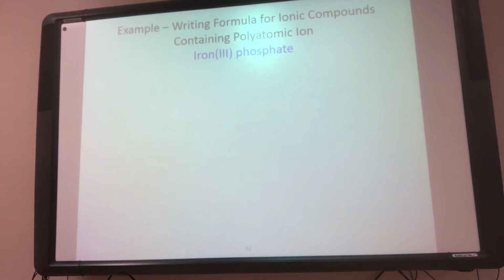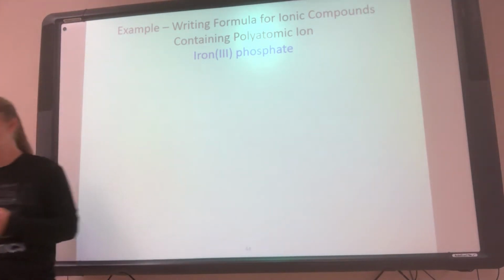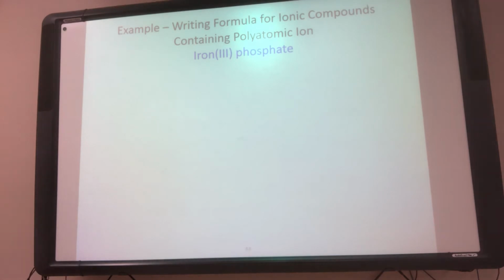So now let's get the name and let's go to the formula. And so the name to the formula is the exact same rules we've done every single time. So remember, the first one was to write the symbol and the charge for my cation. And remember, the first thing written is the cation, the second is the anion. So the first thing written was iron 3.